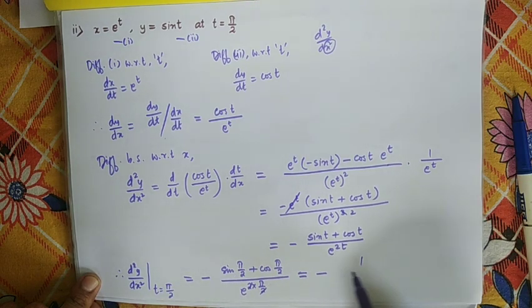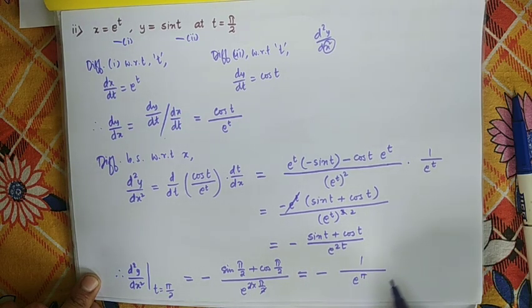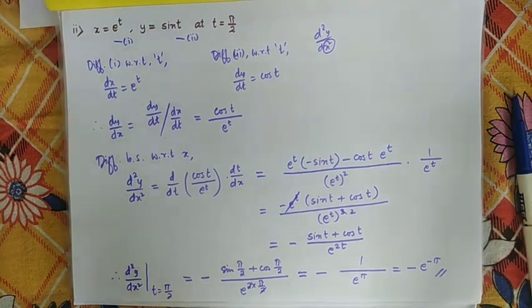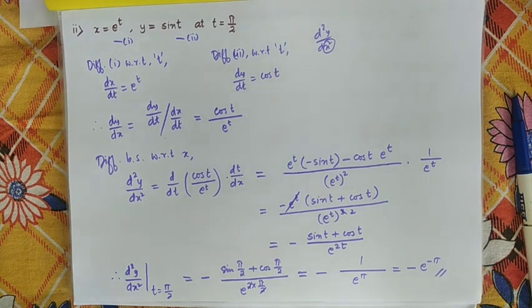So that's why in the numerator I have this much, and in the denominator what is left? E to the power pi. So it can be written as minus e to the power minus pi. So my answer is minus e to the power minus pi. So pause the video to note down.